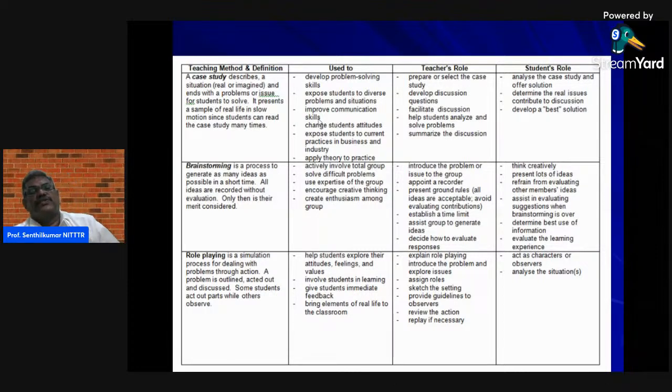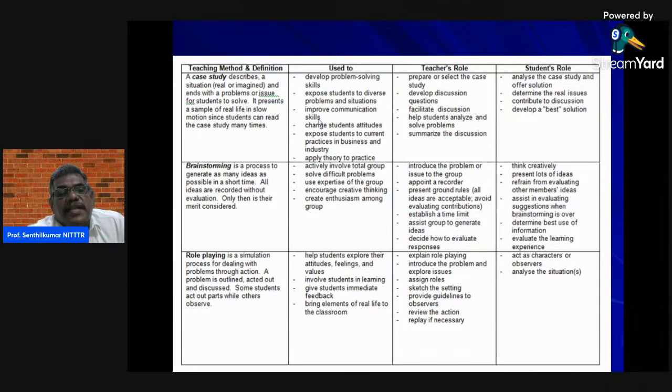Brainstorming is a process to generate as many ideas as possible in a short time. Suppose you are going to teach thermal engineering. First, you have to arrange a brainstorming session. That is a process to generate many ideas in thermal engineering. What are the things they have? What are the additional things? We have to brainstorm and go.